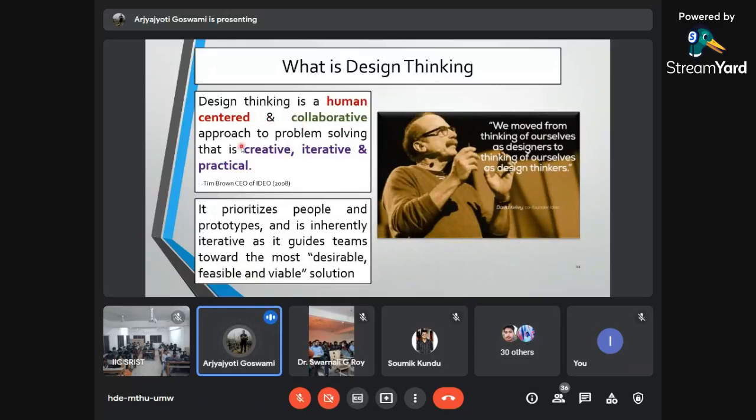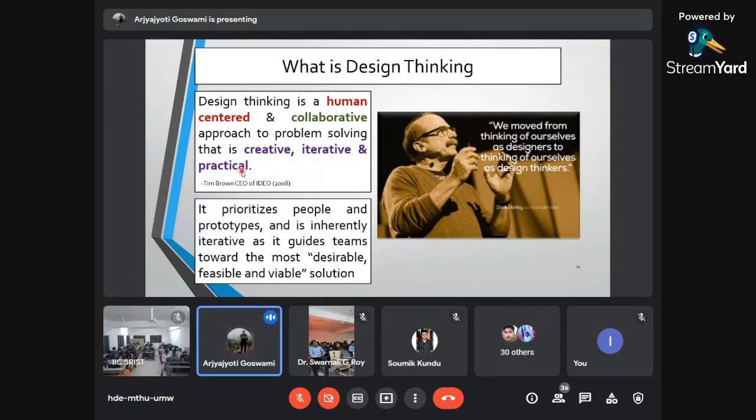Design thinking is a human-centered and collaborative approach to problem solving. Human-centered, as I told you, because we are designing something for humans. We should look at it from the human point of view. It is collaborative because while designing something, we take inputs from a lot of people and then come up with a solution. I will discuss the steps in design thinking. It prioritizes people and prototypes, and it is a creative, iterative, and practical process.